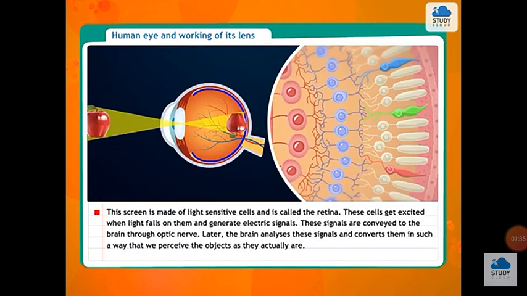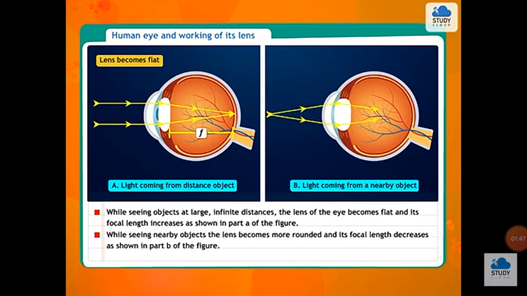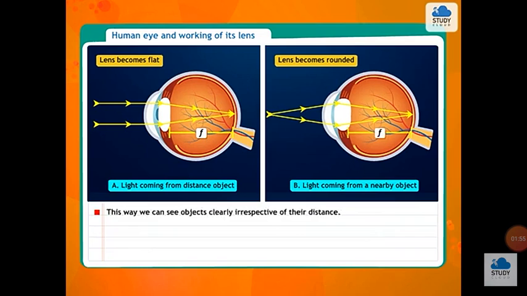actually are. While seeing objects at large, infinite distances, the lens of the eye becomes flat and its focal length increases as shown in part A of the figure. While seeing nearby objects, the lens becomes more rounded and its focal length decreases as shown in part B of the figure. This way we can see objects clearly, irrespective of their distance.